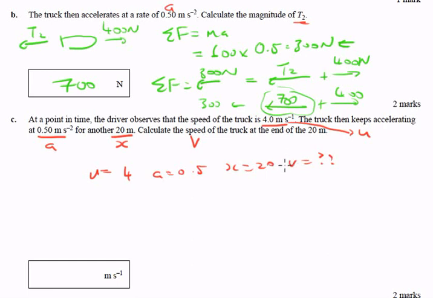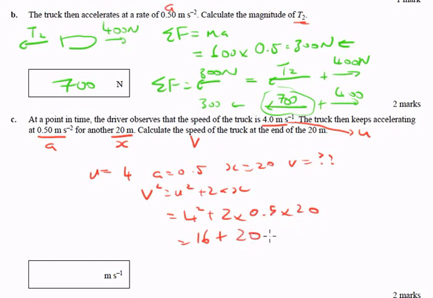The equation of motion that has all of these in it is V squared equals U squared plus 2AX. So put all the numbers in, 4 squared plus 2 times 0.5 times 20, which equals 16, plus 2 times 0.5 is 1 times 20 is 20, which equals 36. So that's V squared equals 36. V equals the square root of 36 equals 6.